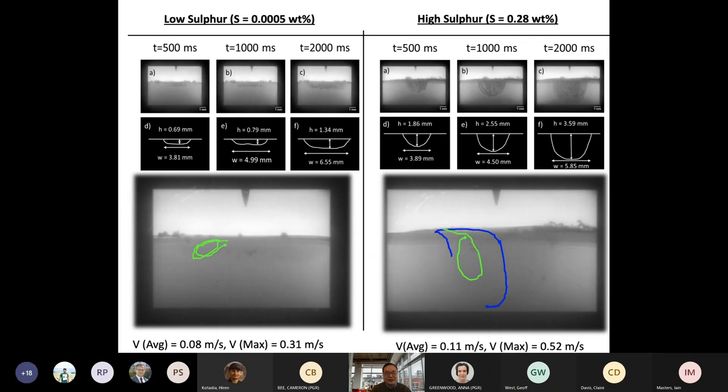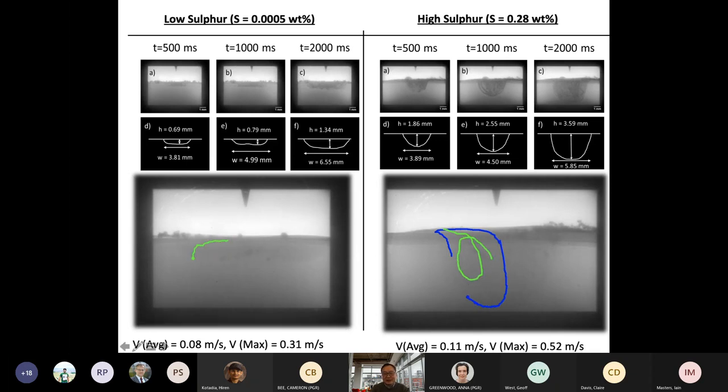the weld pool. If you look at this time-resolved imaging, looking at 500 milliseconds, then 1,000 milliseconds, then 2,000 milliseconds, we analyze the shape, looking at the width and the depths at different times to see this morphology evolution. You will also see the speed of these particles. The average will be 0.08 and the maximum will be 0.31 meters per second. The average is sometimes not very accurate because it is a 2D projection of a 3D phenomenon. The maximum speed we are quite confident is an accurate estimation, right?